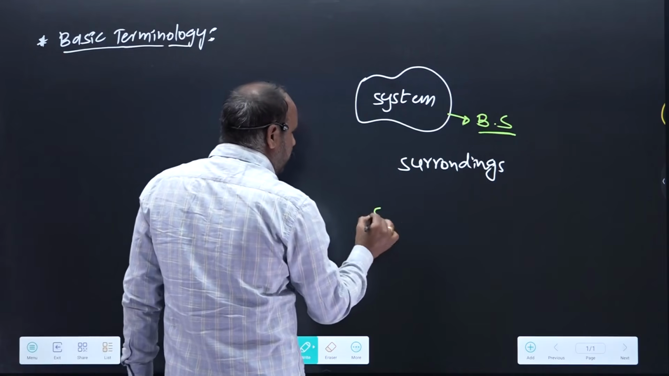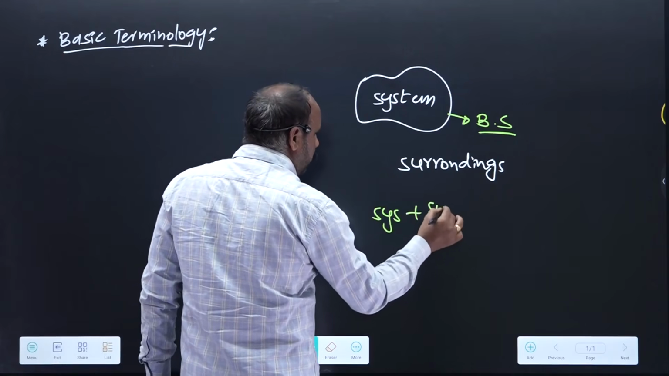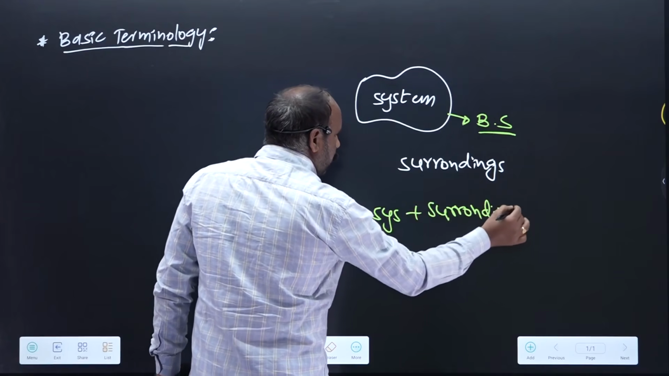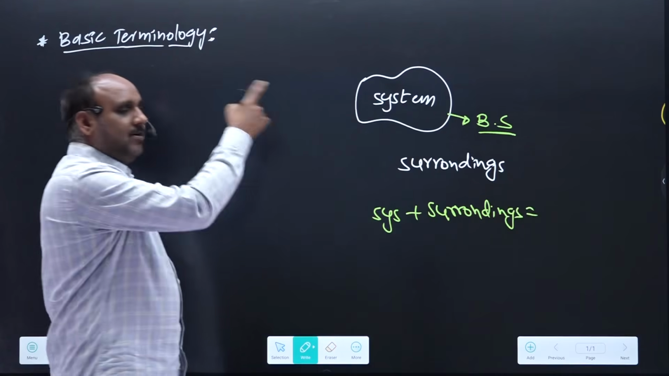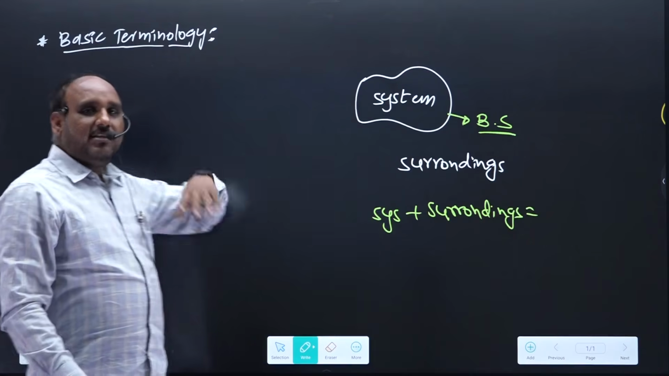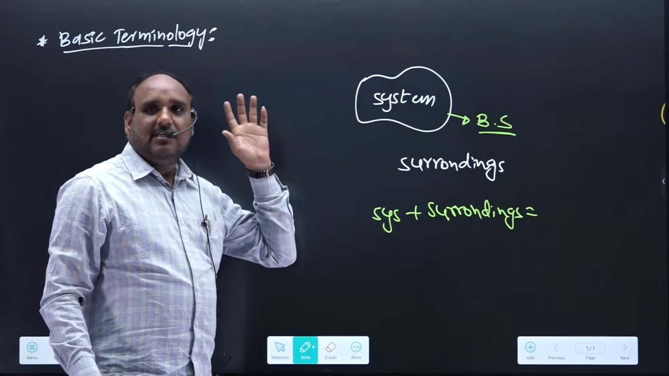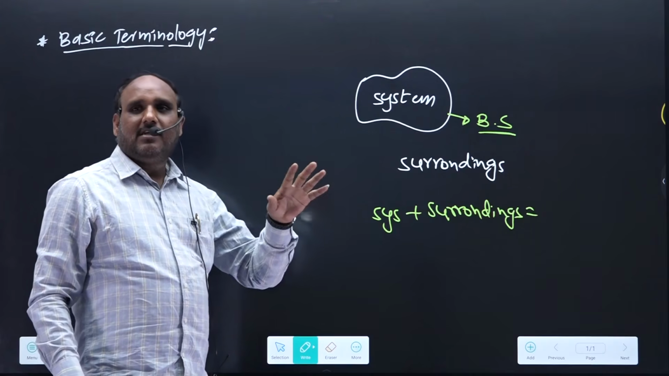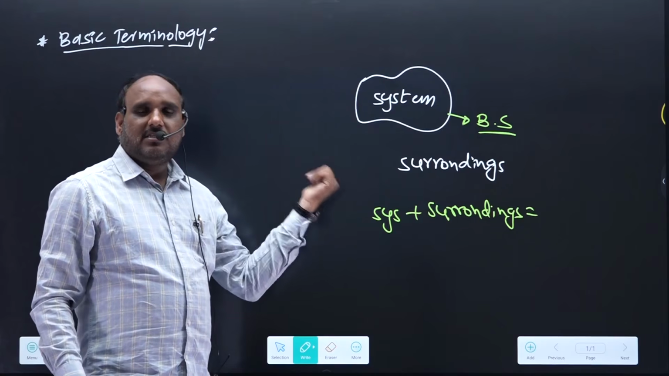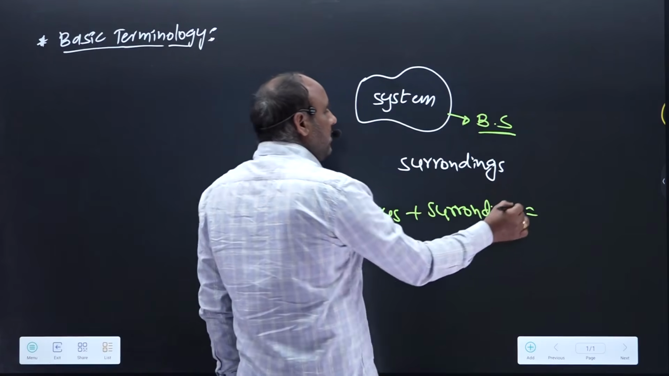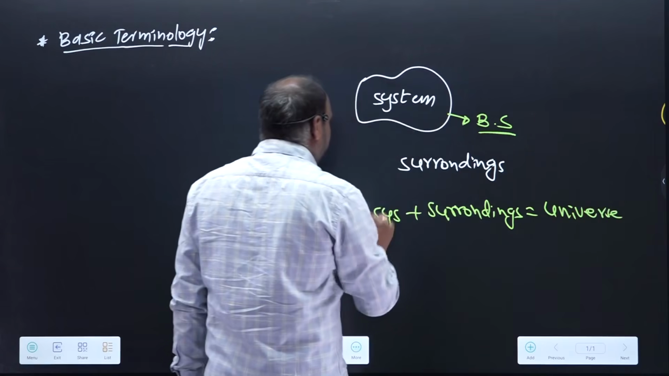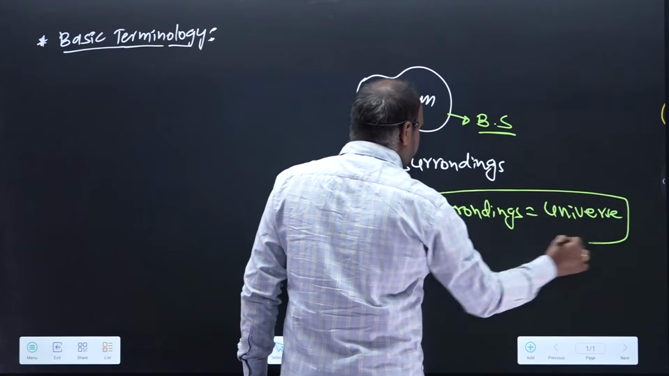If we add system plus surroundings, that is equal to what? The entire board. In the universe, if we consider any one part that is under our observation, the remaining part of the universe is called surroundings. System plus surroundings is equal to what? Universe. System plus surroundings is called universe.